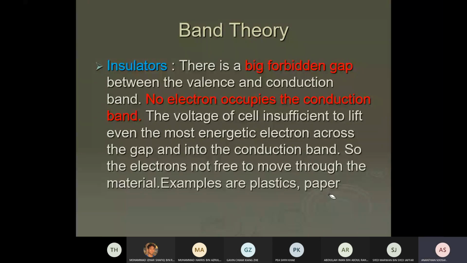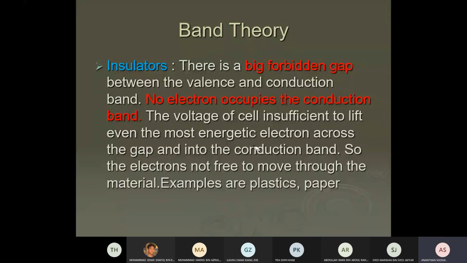Last time in Form 5, we know an insulator never conducts electricity. Why? You say no free electron. But now under the conduction band, they ask why you can't have a free electron. You need to answer it according to band theory. You need to say there is a big forbidden gap. Electrons from the valence band are unable to jump to the conduction band because the forbidden gap is huge. This is the reason you have to tell.